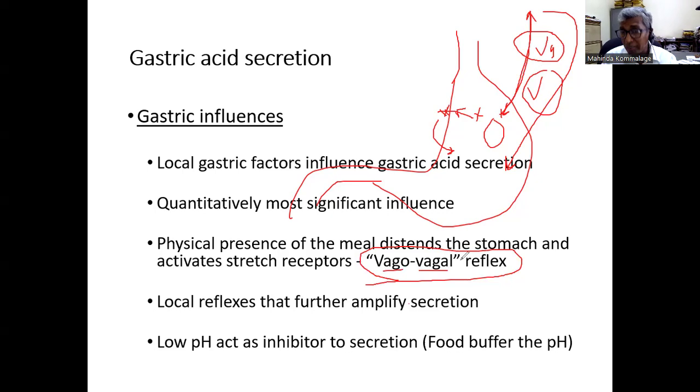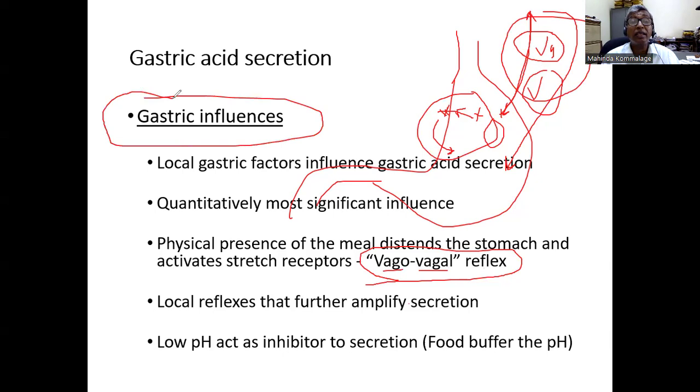Afferent also vagus nerve, efferent also vagus nerve, but operates of course somewhere in the brain. So it's not really a local reflex. This one is local reflex, this one is central reflex, but still we categorize them to the gastric influence, right? So that is important for the gastric secretion.